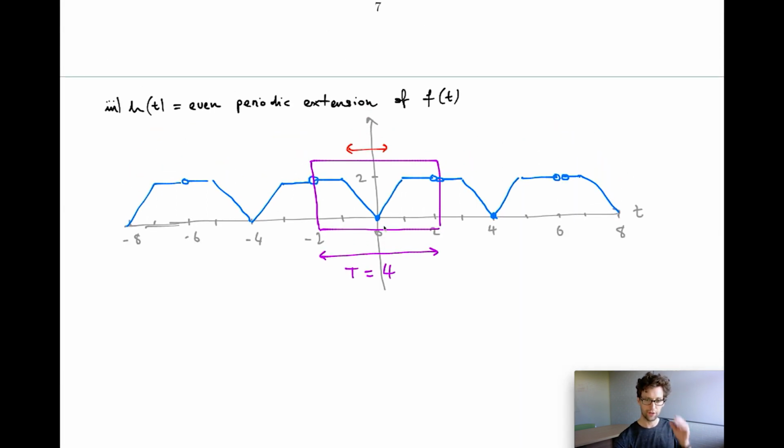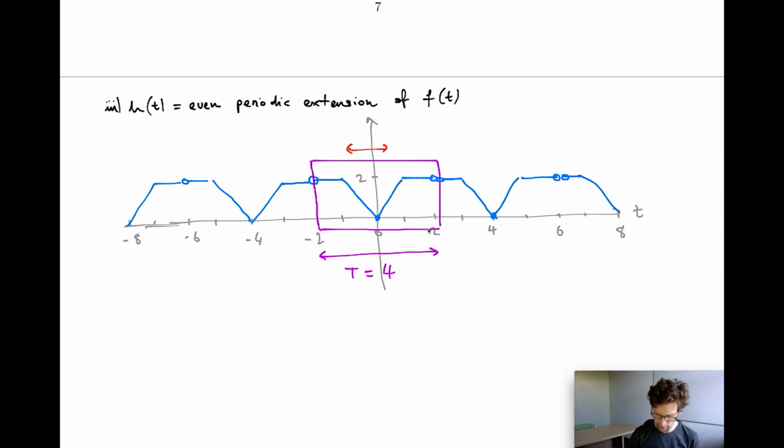So taking a look at this, you notice that this basic tile here is repeated again and again. And that the basic tile now has a width of t is equal to 4. So the period is equal to 4. This whole function now is both periodic and it's symmetric when I repeat left to right. So it's an even periodic extension.